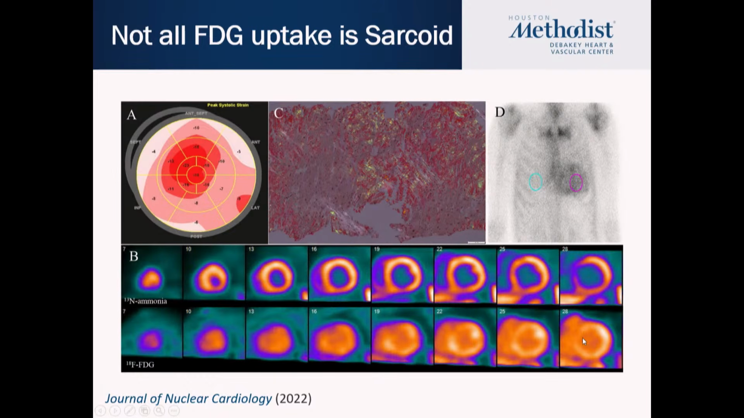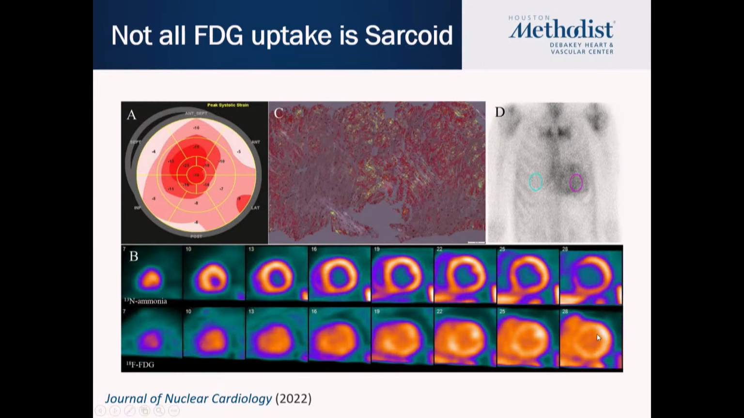Our case also turned out to be amyloidosis by biopsy, which makes me wonder whether amyloidosis is associated with a low-grade inflammation in the myocardium. So this is kind of not FDG uptake in the myocardium. It's sarcoid. Keep in mind some of these low-grade inflammations may turn out to be amyloid.